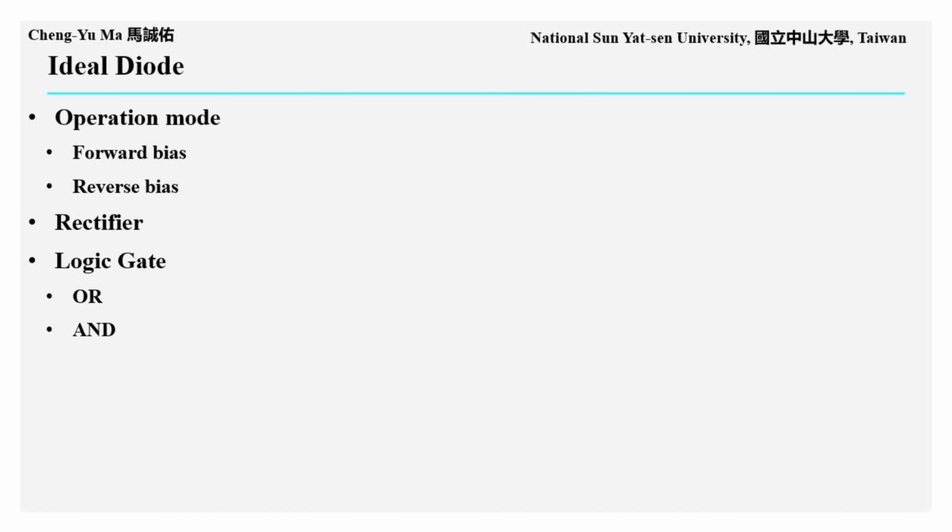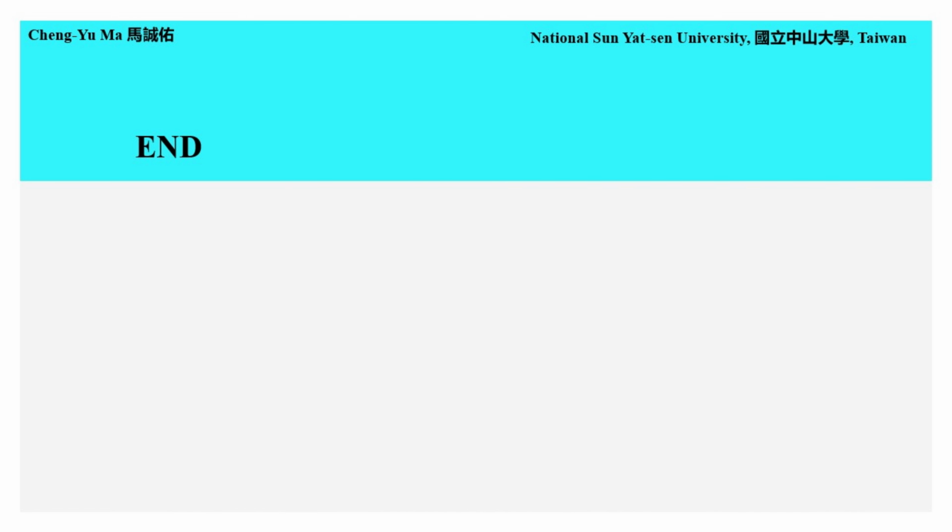In this section, we introduced the equivalent circuit of an ideal diode under different operating modes, including forward bias and reverse bias. We also extended the discussion to two applications, rectifiers and diode logic gates, including OR and AND gates. This concludes the introduction to the ideal diode.